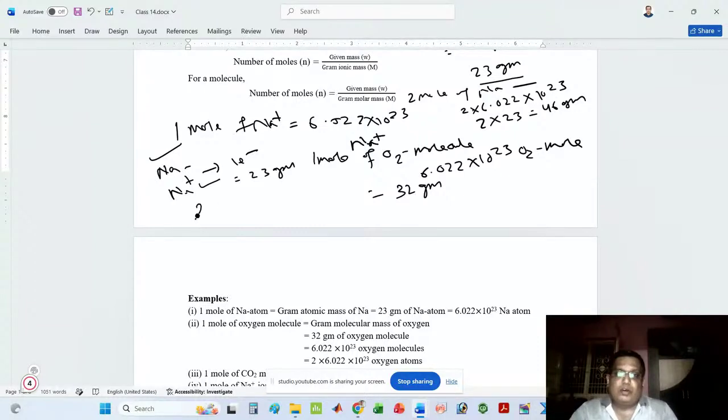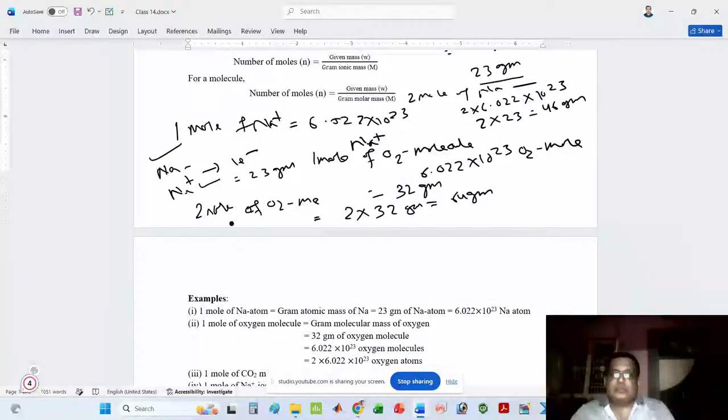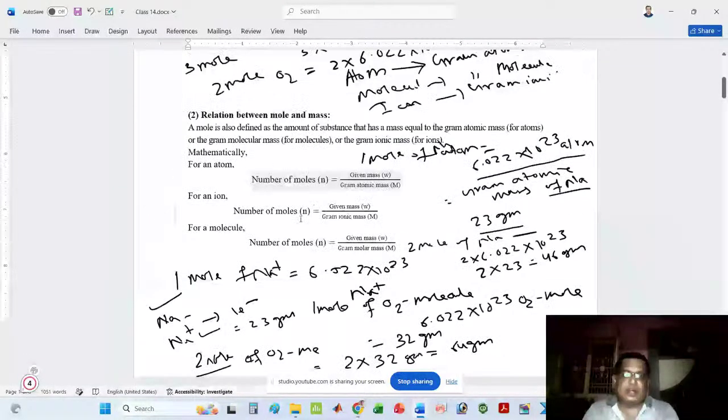Suppose you bring 2 mole of oxygen molecule, then you must multiply 2 into 32, that is 64 gram, because the atomic mass of oxygen is 16 and the molecular mass of oxygen is 32. Your 2 mole is taken, so here I multiplied 2 into 32. That is your 64 gram. This is the relationship between mole and mass.